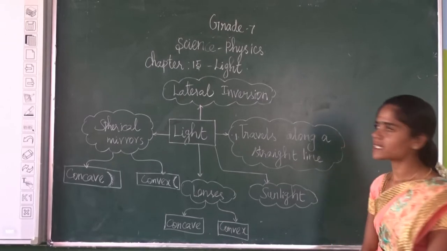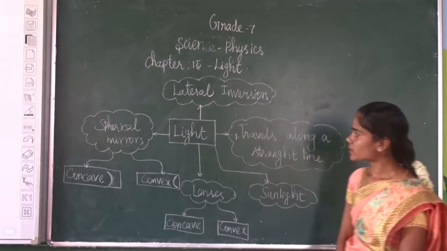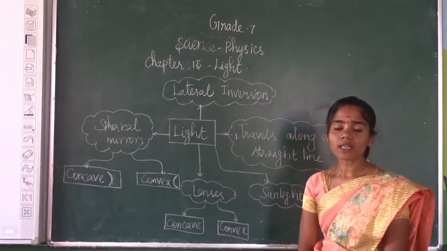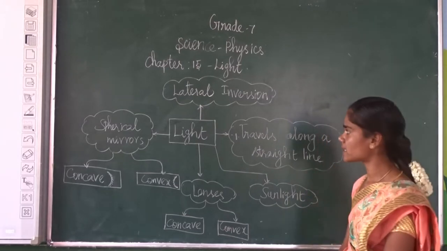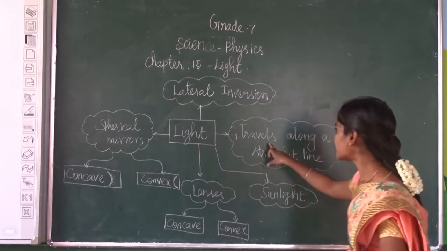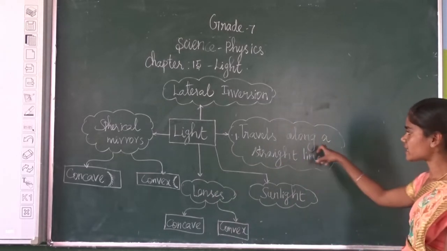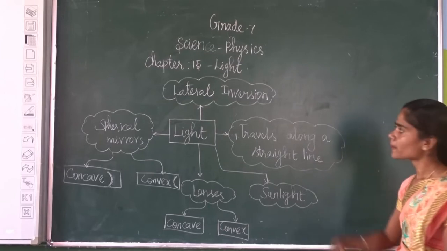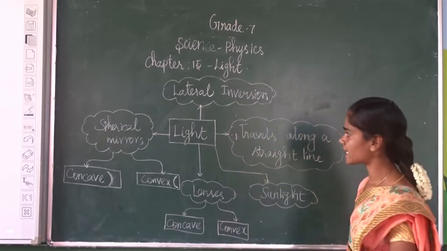Today's class we will discuss light in physics for grade 7. In this lesson we will discuss what is called light. The topics included in this lesson are, first, light travels along a straight line. How does light travel? Light travels along a straight line. And the next one, what is called lateral inversion of light.